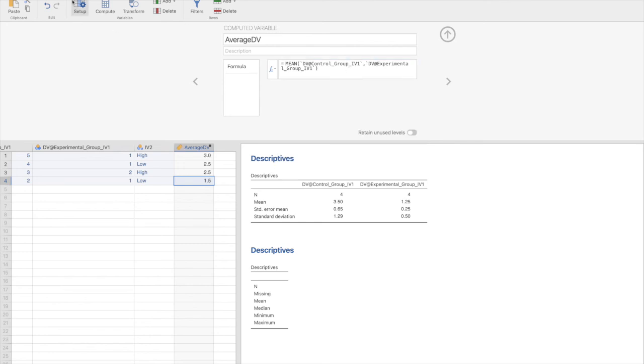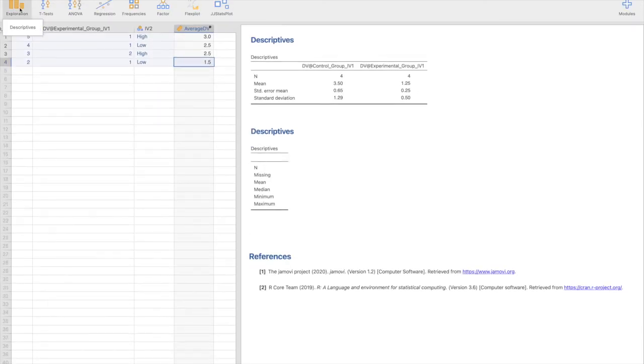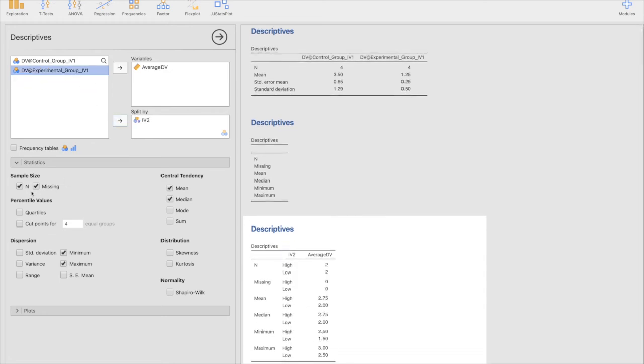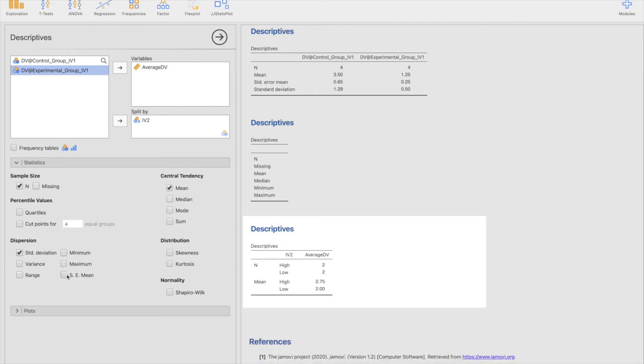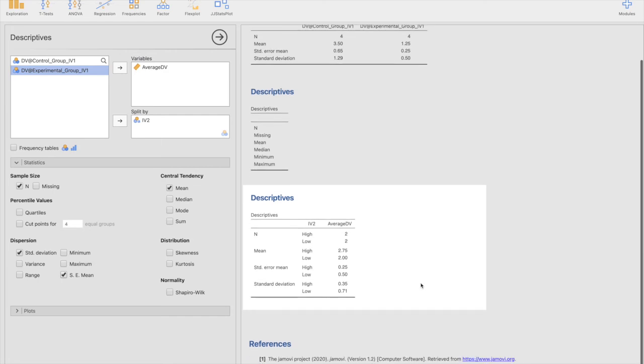So now what I can do is go back to my analysis, click explore, click descriptives. I'm ignoring independent variable 1 with the average dv variable, and I'm going to split it by independent variable 2. I'm going to get my means, standard deviations, and standard errors. And so now this is the data, particularly the means and the standard errors, that I would use to make a graph of the main effect of independent variable 2 on the dependent variable.